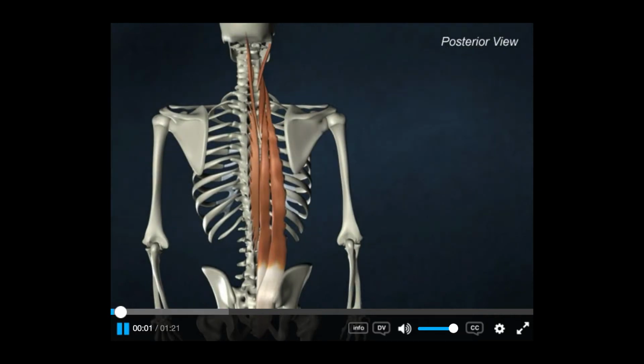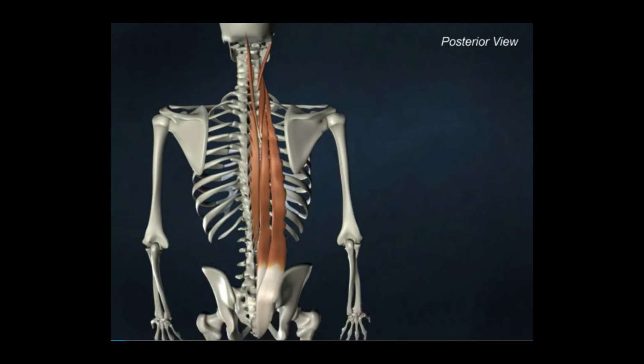The erector spinae, the prime movers of back extension, consist of three superficial columns of muscle in the posterior neck and trunk. These are the iliocostalis, the longissimus, and the spinalis. The iliocostalis forms the lateral column, and like the others, it has three parts.